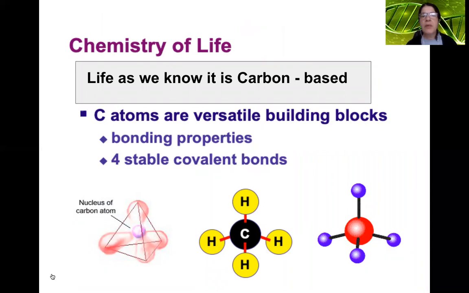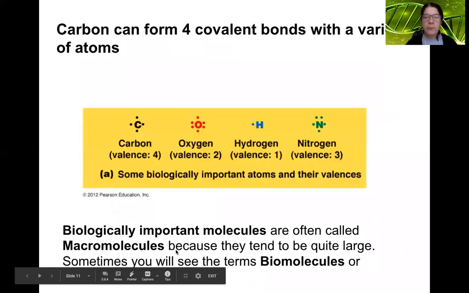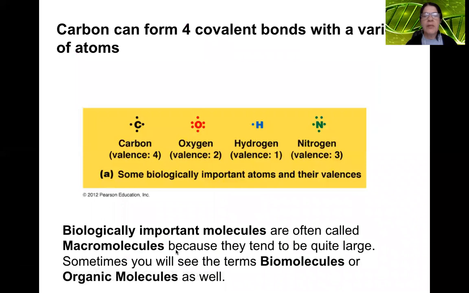Life as we know it is carbon-based, and carbon atoms are very versatile building blocks. They have excellent binding properties. They can form 4 stable covalent bonds, as shown here. And they can form covalent bonds with a variety of atoms, such as oxygen, hydrogen, nitrogen. These are some biologically important atoms. And their valences are shown here. So carbon can form 4 covalent bonds, oxygen 2, hydrogen 1, nitrogen 3.